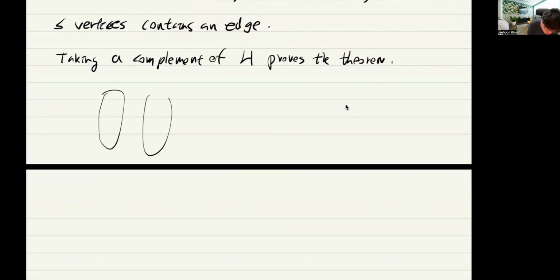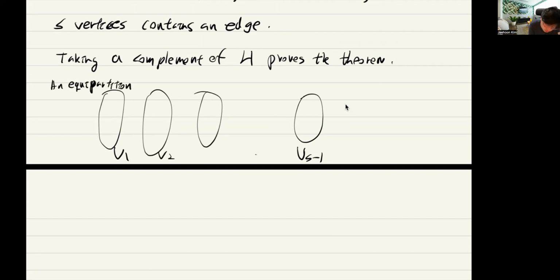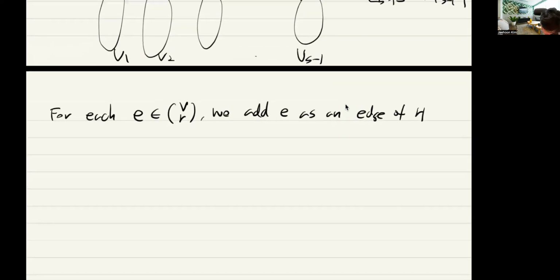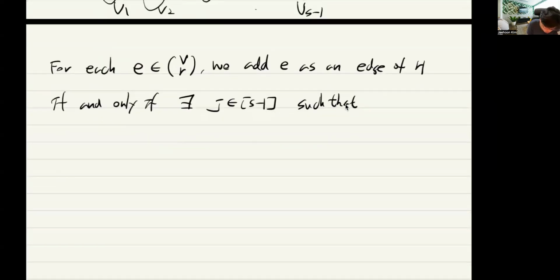So how do you do it? We consider a balanced partition, so an equipartition. Here, equipartition means that you partition the vertices so that the sizes of the parts are as close as possible. So all of them have size either floor or ceiling of n over s minus 1. And for each subset E of size r, we add E as an edge of H if and only if there is some j such that the following holds.